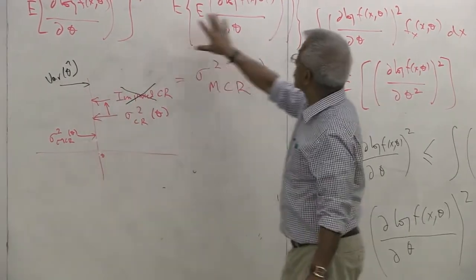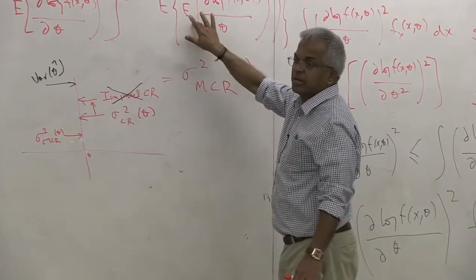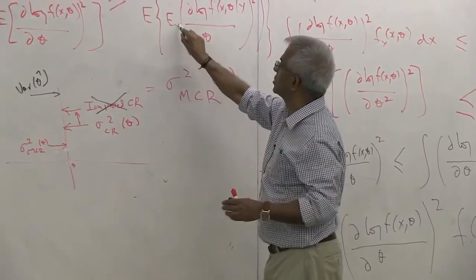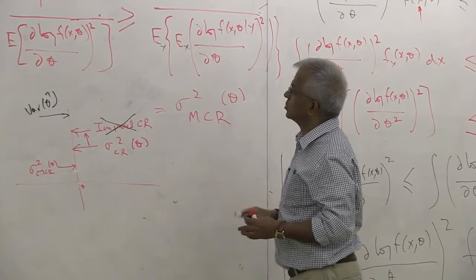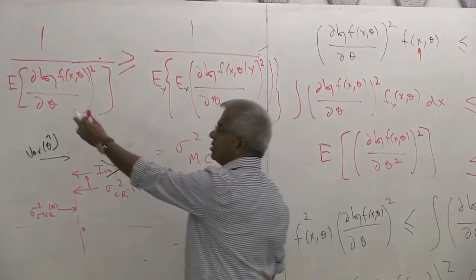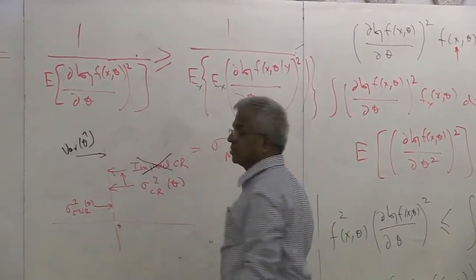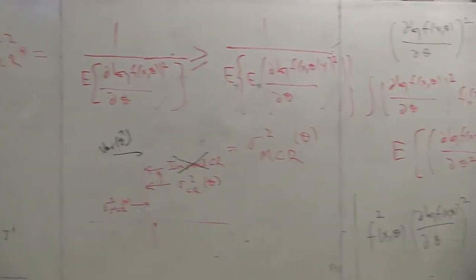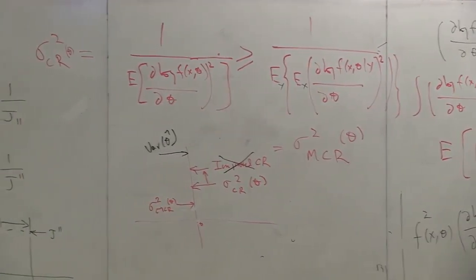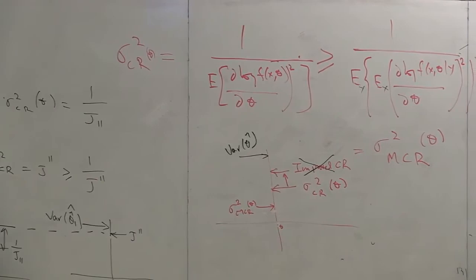So if you call this, this is a double expectation. You know what this means. This expectation is with respect to x. This is with respect to y. Here there is only expectation with respect to x. So let me do a problem that itself should be sufficient. Any questions?